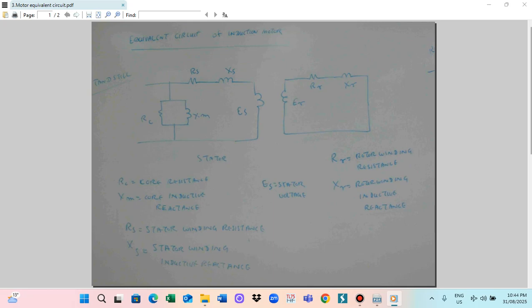Rotor equivalent electrical diagram. So this is RR into 1 minus slip divided by S. So S means slip. So in this case we get the thing. So ES is a stator voltage. ER means a rotor voltage. And RC means a core resistance. And XM means a core inductive reactance.